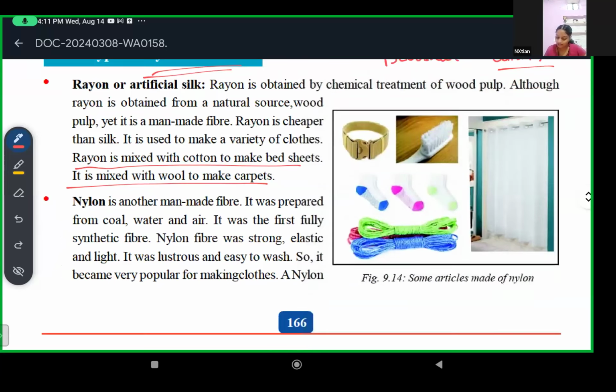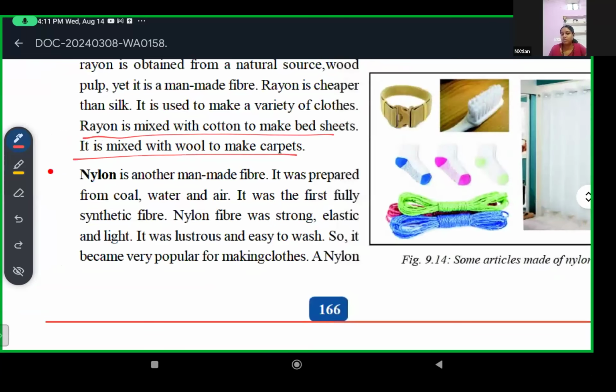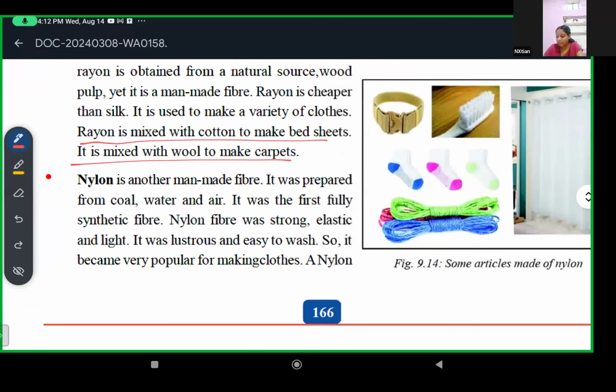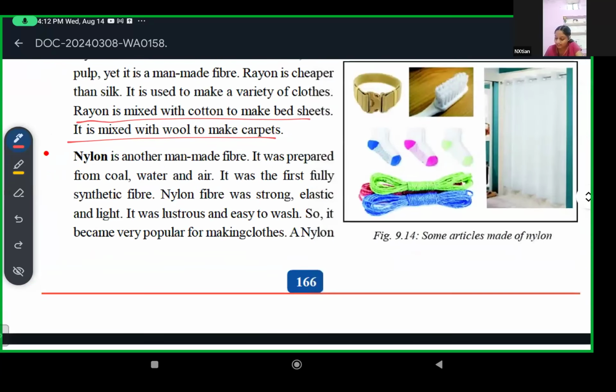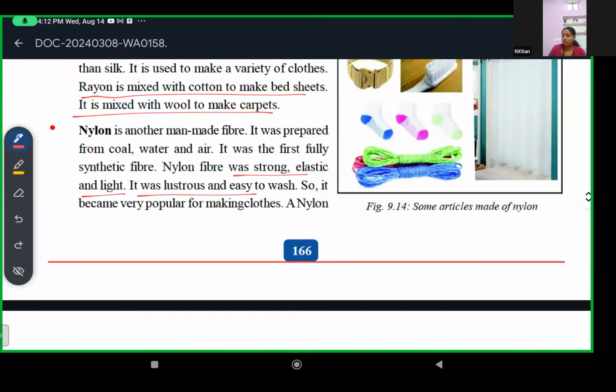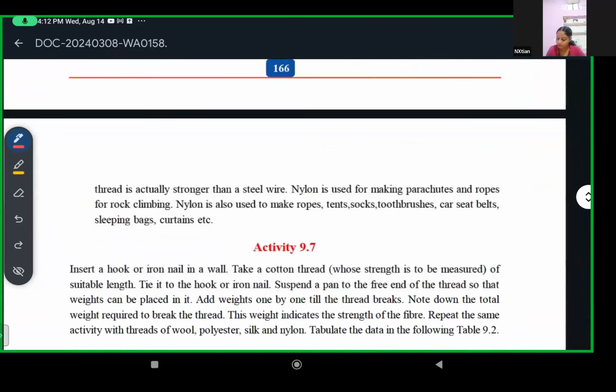Okay, so nylon, then we have the example of nylon, is another man-made fiber. It was prepared from coal, water, and air. It was the first fully synthetic fiber. Nylon fiber was strong, elastic, and light. Okay, lustrous and easy to wash. So it became very popular to make clothes, okay? Because it's lustrous, easy to wash, strong, elastic, and light. So it became very popular.